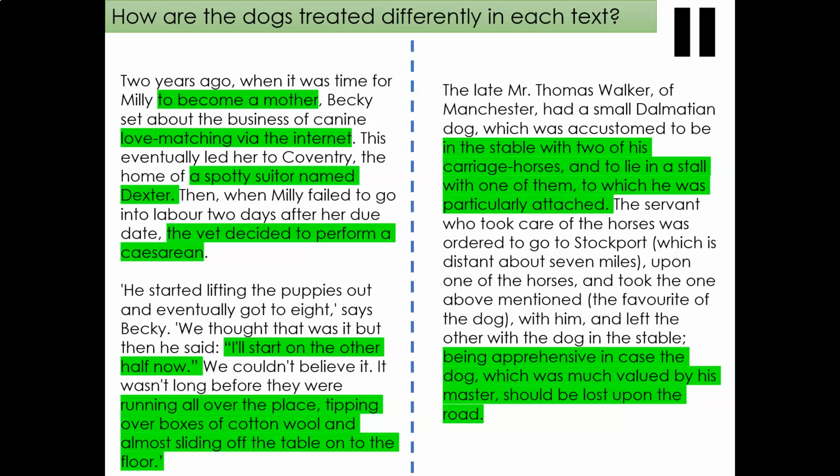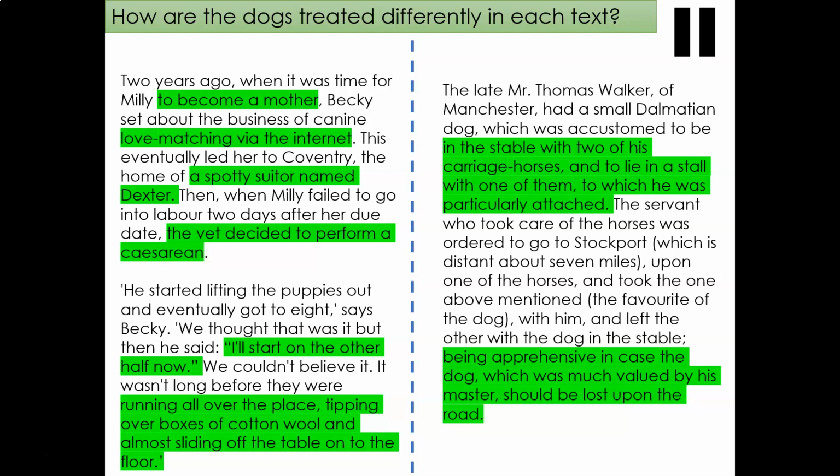So in text A, the writer presents the dogs as domesticated animals who are really cared for in the home. For example, it says that the vet decided to perform a caesarean, and perhaps from this I can infer that the pet is being cared for and treated carefully as if it was a human being, showing how much its owner really values it.